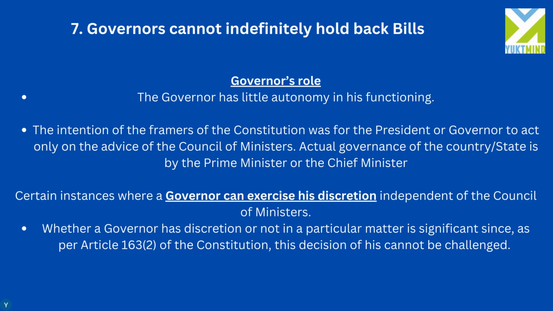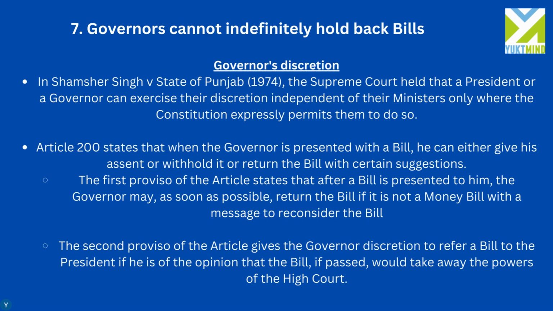There are certain instances where a governor can exercise his discretion independent of the council of ministers, like Article 163 clause 2 of the constitution, where governor's decision cannot be challenged. In Shamsher Singh versus State of Punjab, the Supreme Court held that a president or a governor can exercise their discretion independent of their ministers only where the constitution expressly permits them to do so.